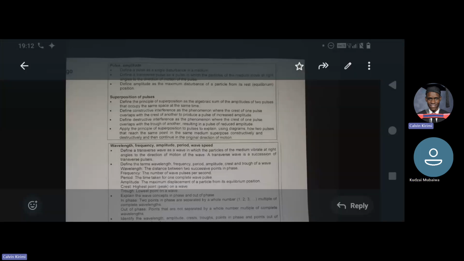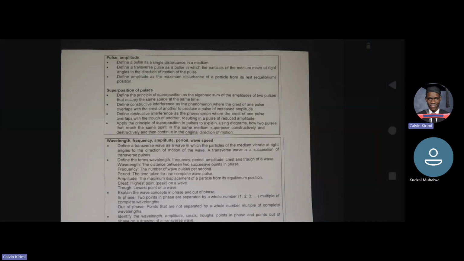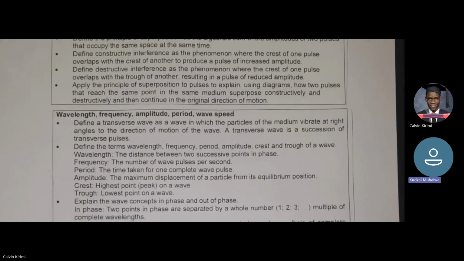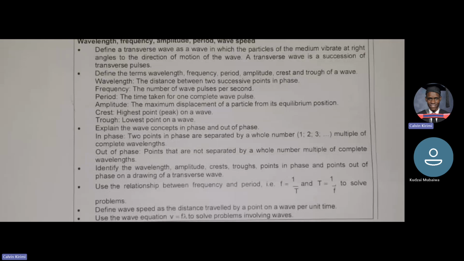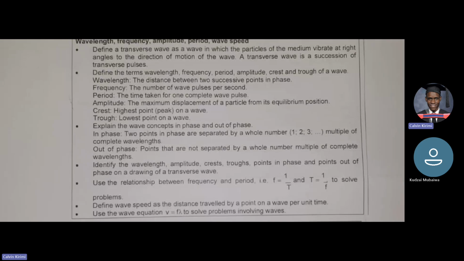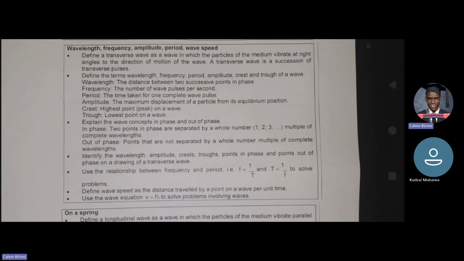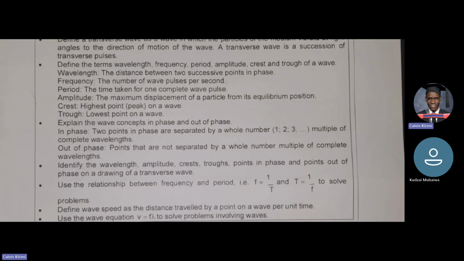So this question paper and the scope are addressing the same things. For example, what is a wavelength? What is frequency? What is period, amplitude, crest, trough? What is a trough? So can I please attend to something quickly? All right.